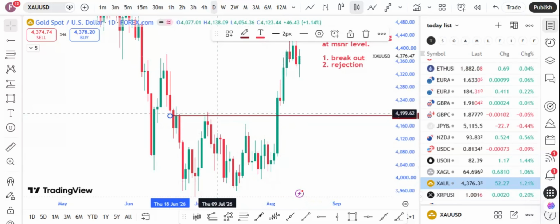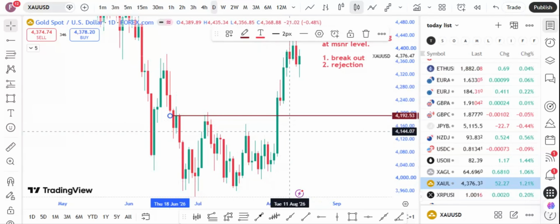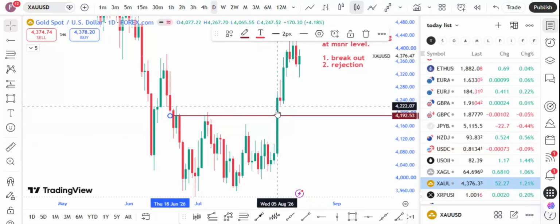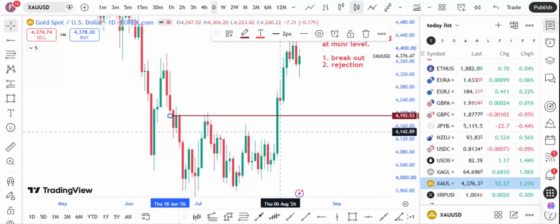So even after you've drawn your line, what would you do? You're waiting for that rejection. That is why you wait. You don't just react immediately. You wait for that rejection. That rejection is all that matters. You wait for that reaction. So if you don't see a rejection, you are going to see a breakout.